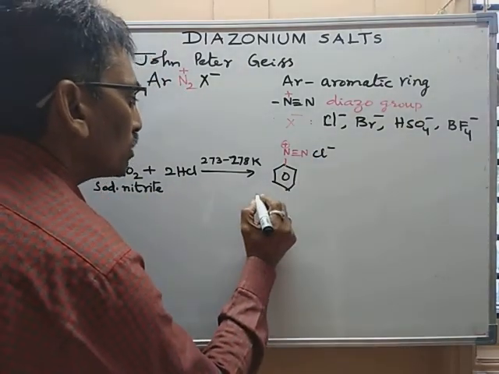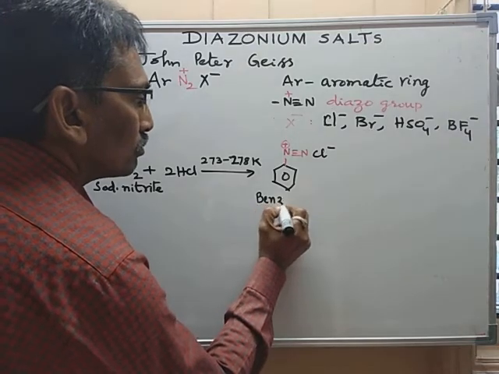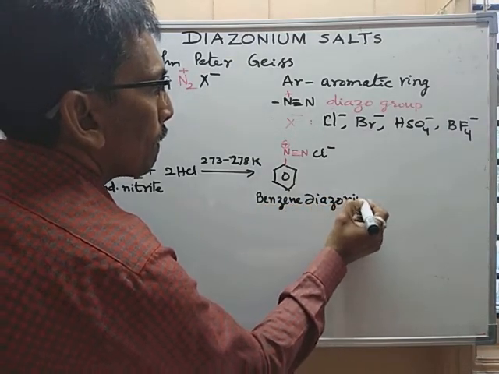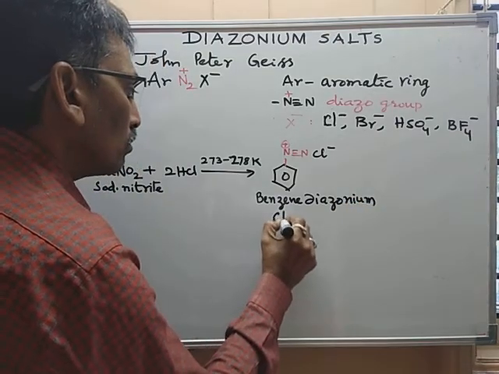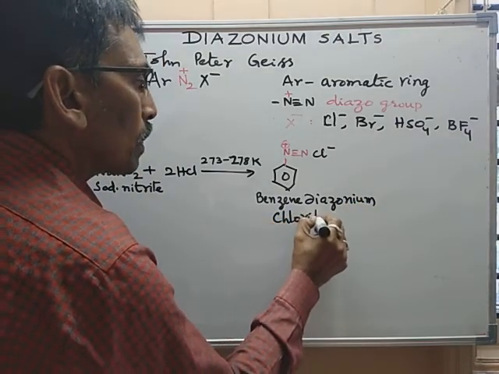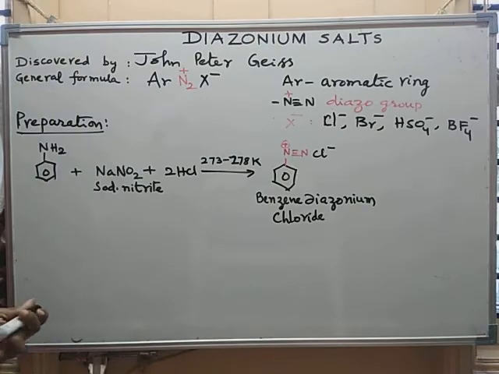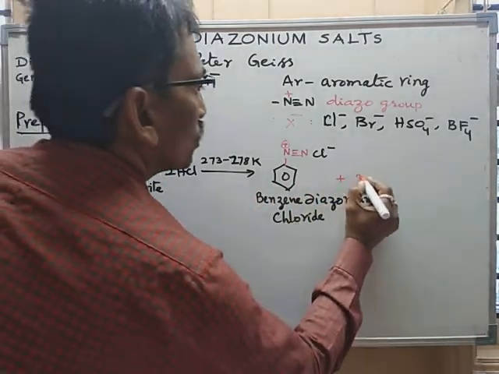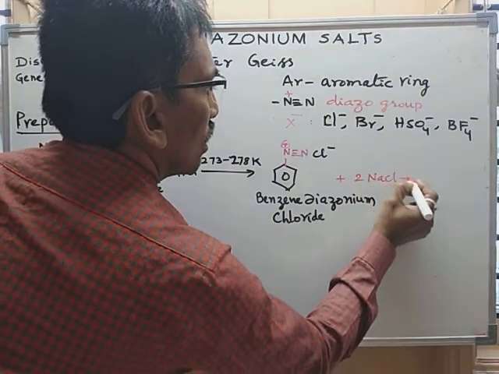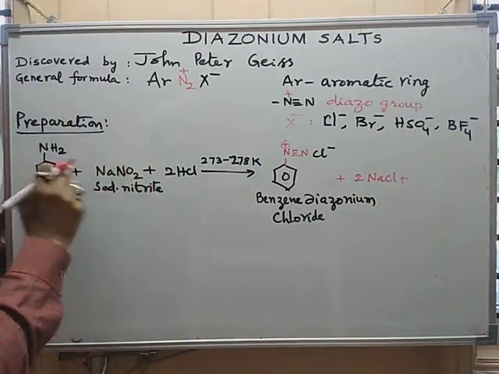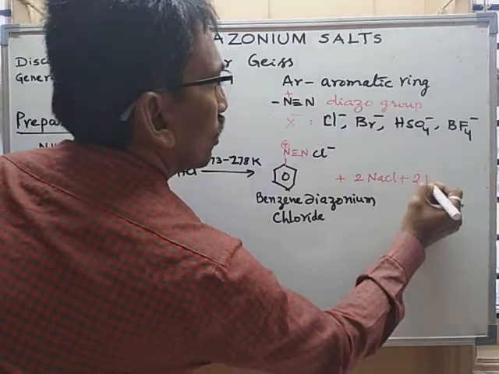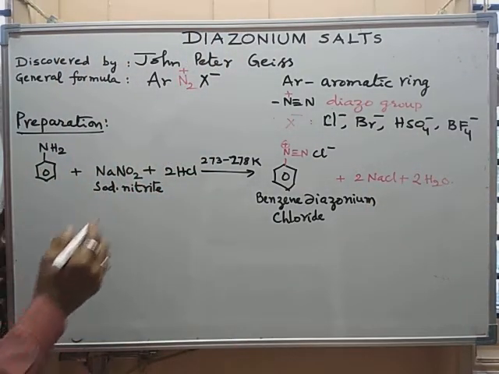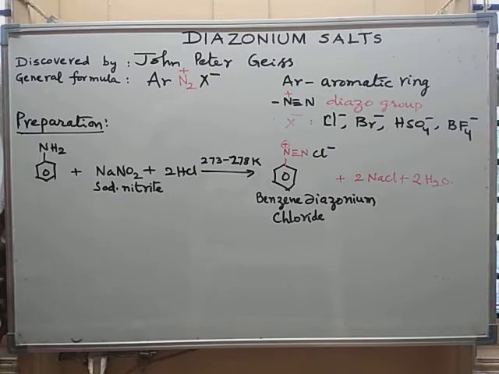and its name is benzene diazonium chloride. Other products are, as usual, 2 NaCl, and 2 oxygens as 2H2O. Okay, it is balanced one. This you have to practice, and the entire reaction is known as diazotization.